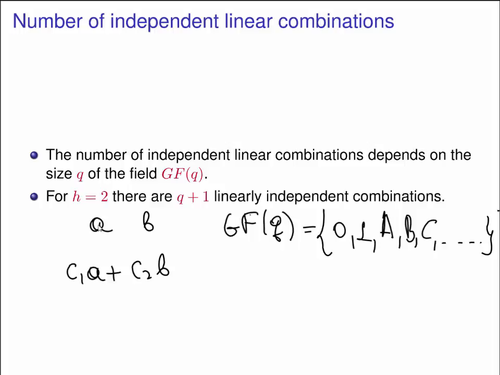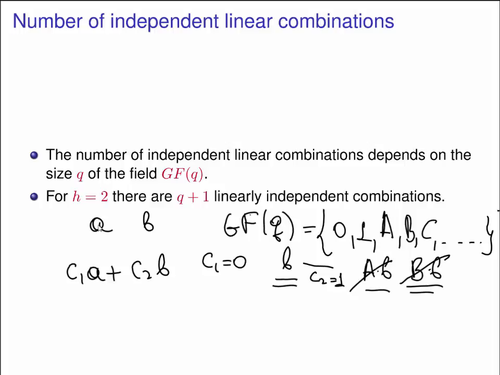So first, we note that C1 and C2 cannot both be equal to 0. Because if they're both equal to 0, then the packet is identically equal to 0, so it's not really useful for us, right? So it will not be useful for transmitting any information. So now let us consider the case in which C1 is equal to 0. In this case, the only independent linear combination is B. So this corresponds to C2 equal to 1, because any other combination, for example, A times B or B times B, all those will be dependent on B, so they can be excluded.